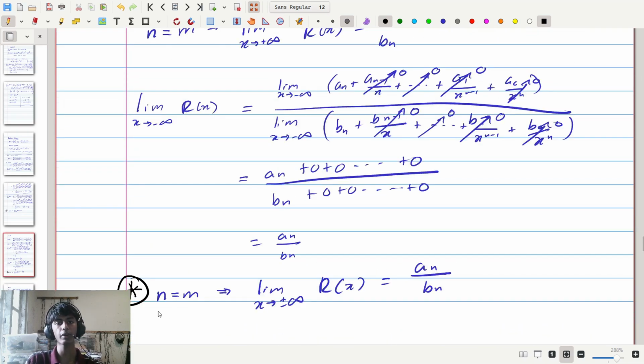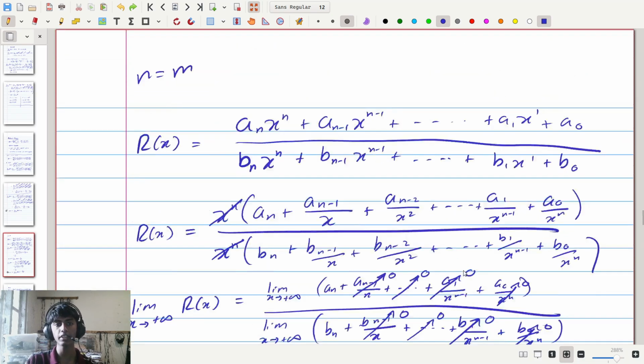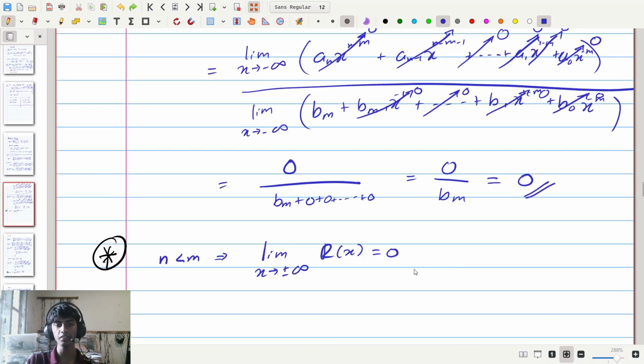In the other cases, where n is equal to m, as x approaches plus or minus infinity, the ratio is a sub n divided by b sub n. And in this case up here, where n is less than m, meaning that the order of the numerator is lower than the order of the denominator, it doesn't matter which plus or minus infinity we go to, the limit as x approaches plus or minus infinity of R of x is going to be equal to 0.